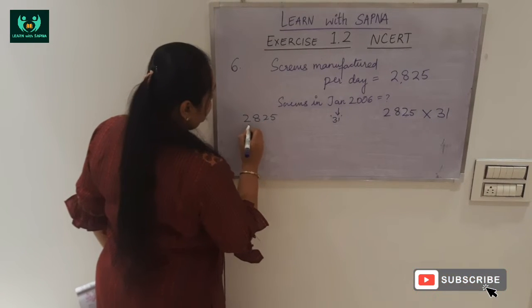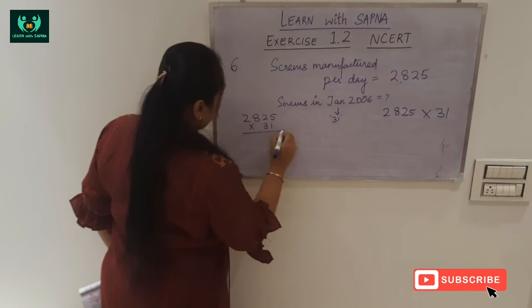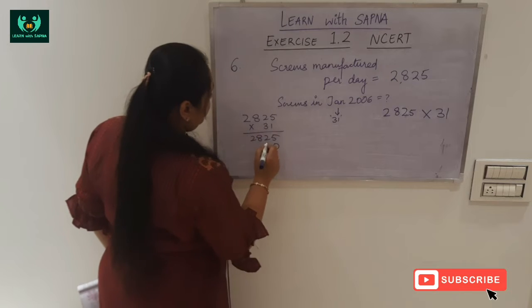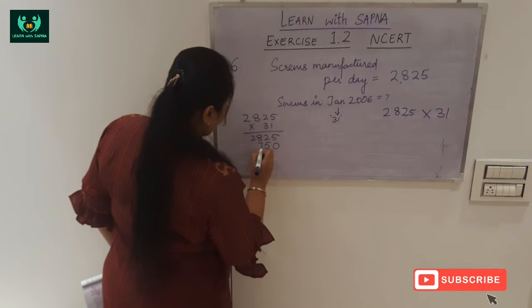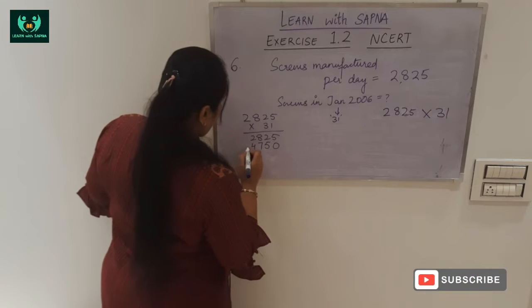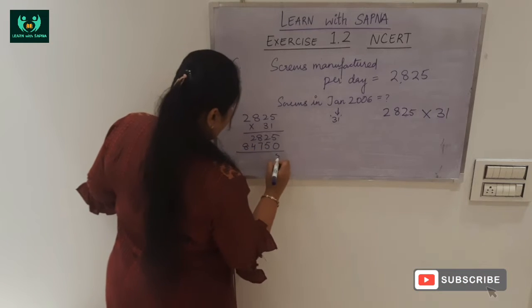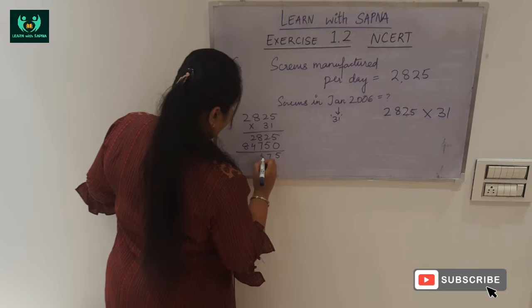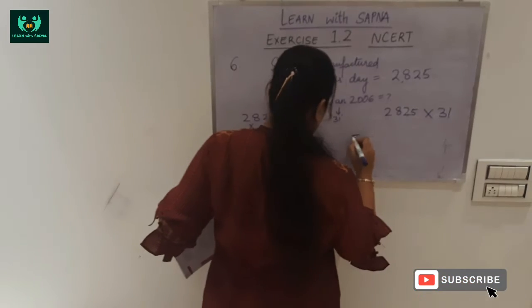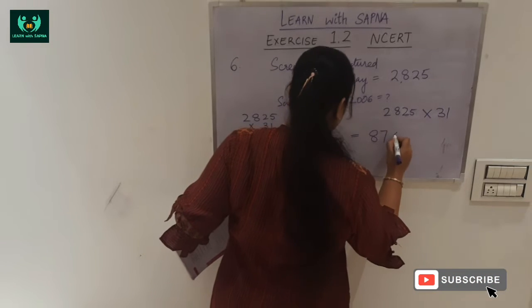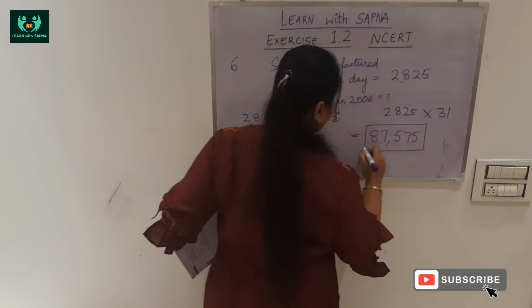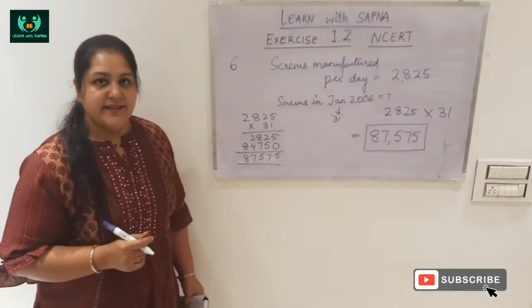2825 multiplied by 31. How do we do? 1 से multiply करेंगे, we'll get 2825. We'll put a 0, 3, so 87,575 screws will be manufactured in 31 days.